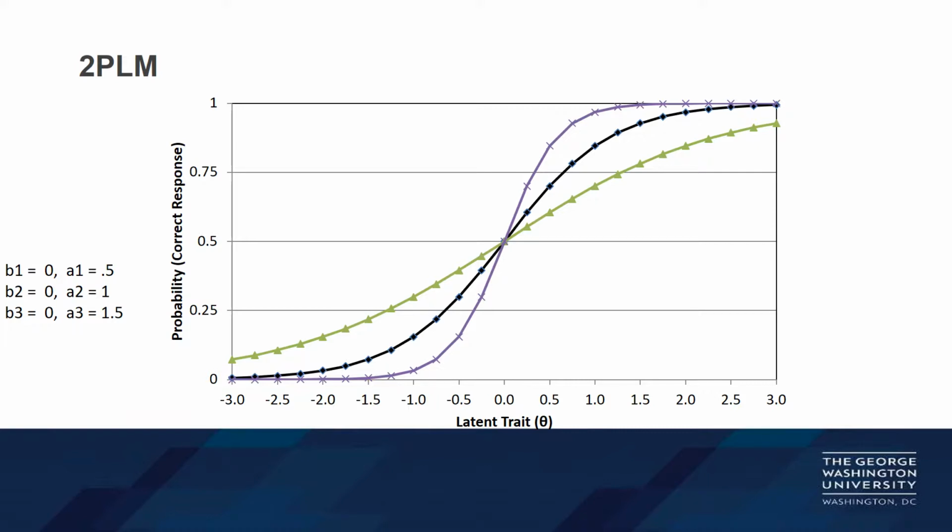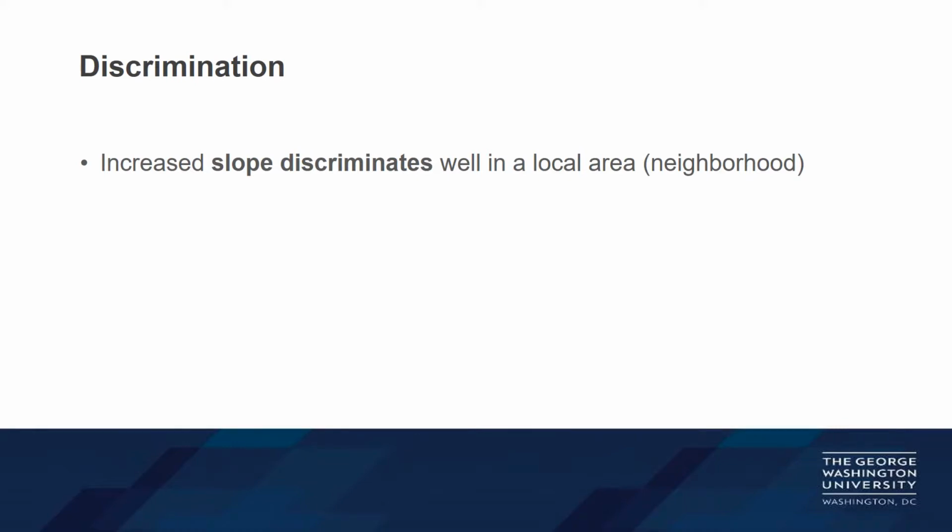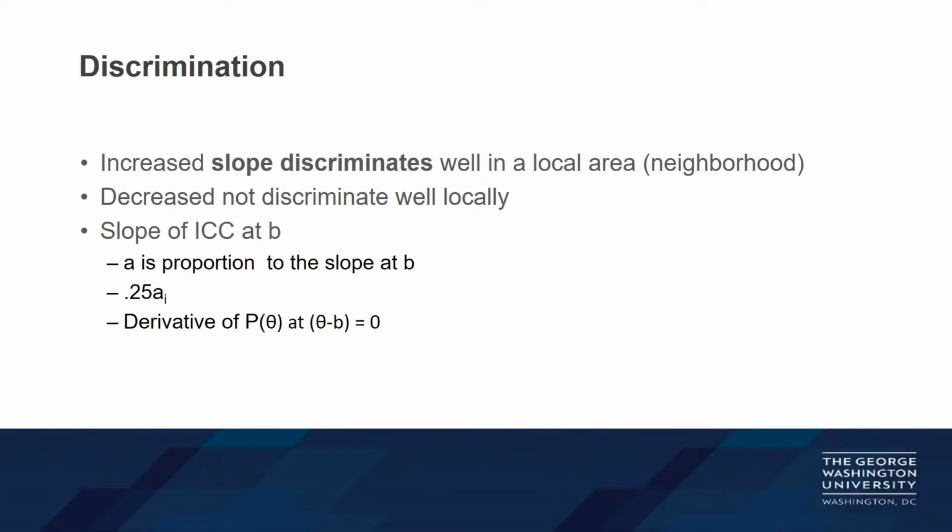So 0.5 is that green and 1.5 is that purple. We see that as you get a larger slope, you get a steeper curve, and as you get a smaller slope, as it approaches 0, you would start to flatten this thing. As you increase the slope, it begins to discriminate well in a neighborhood. We can think about this locally. So if you have an item that has a very high slope, persons around it are easily discriminated whether they would get the item correct or incorrect. When you have a shallow slope or a decreasing slope as it approaches 0, you don't locate persons well. You don't discriminate amongst persons well. Here's just our slope of the item characteristic curve at b, which is 0.25 times our slope.